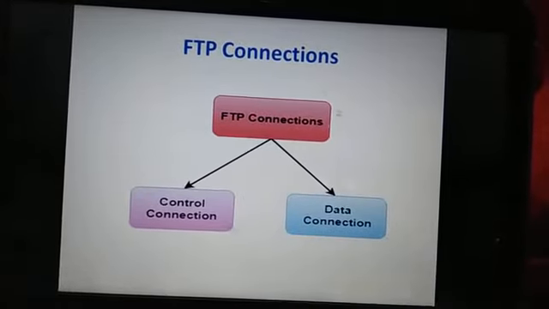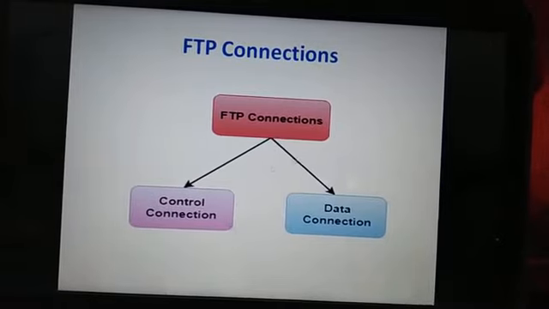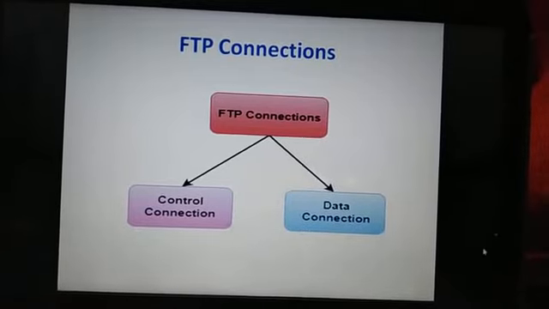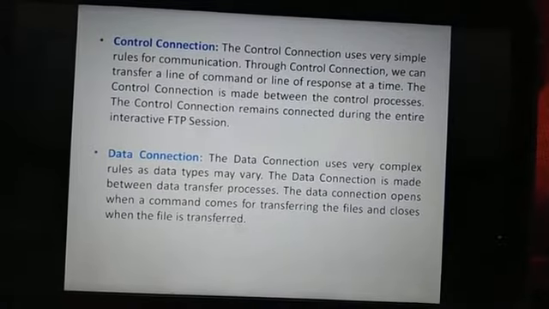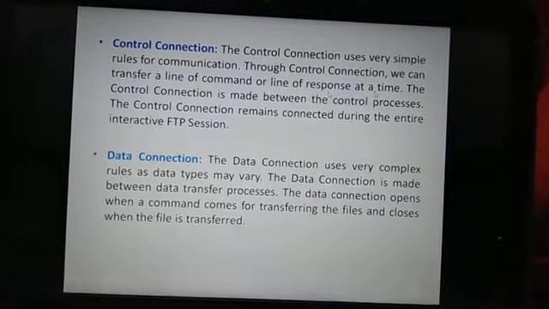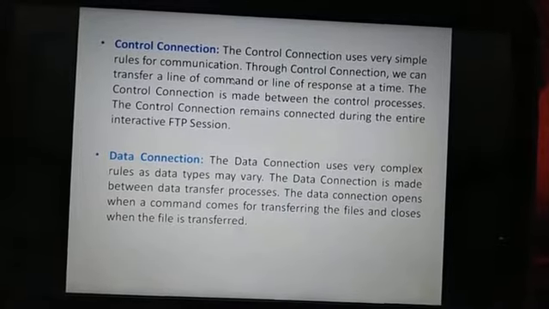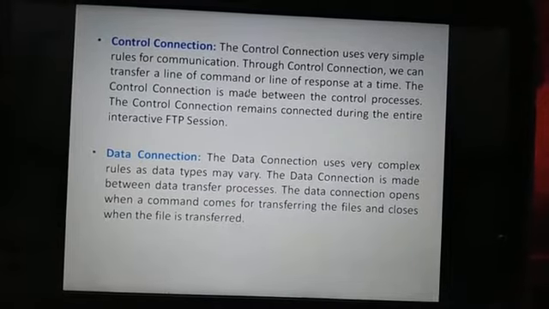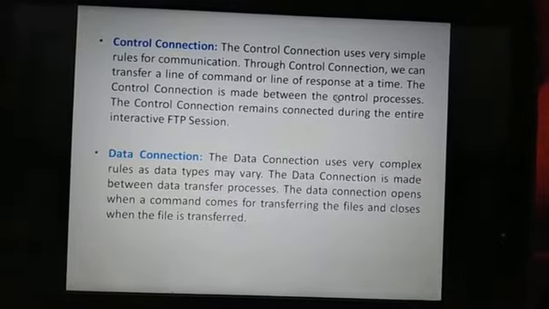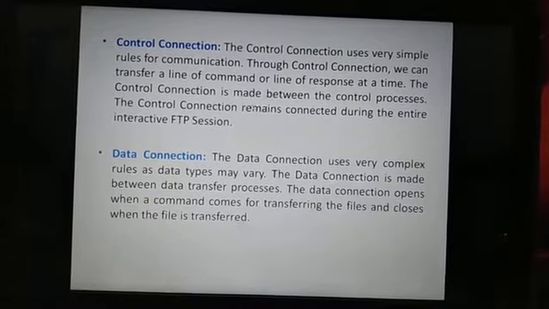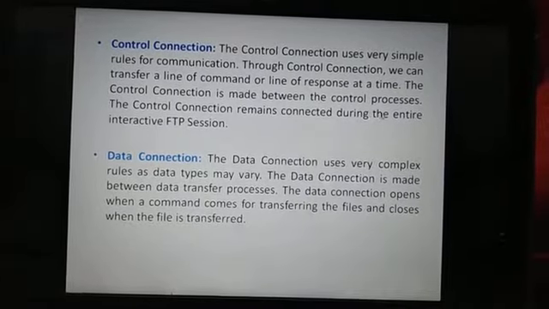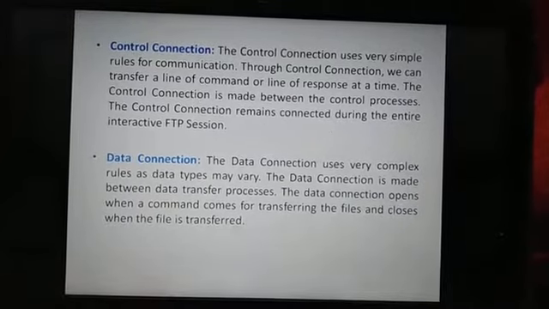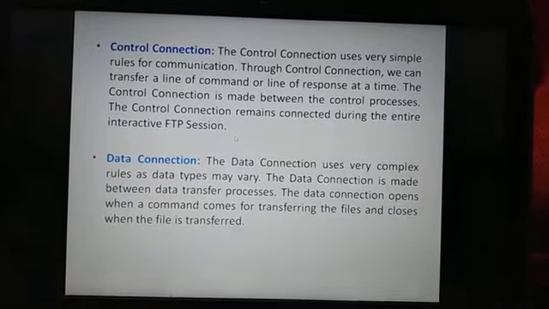Now FTP connections. The FTP connections are basically of two types. First is control connection and the other is data connection. Now control connections. The control connection uses very simple rules for communication. Through control connection, we can transfer a line of command or line of response at a time. The control connection is made between the control processes. The control connection remains connected during the entire interactive FTP session.